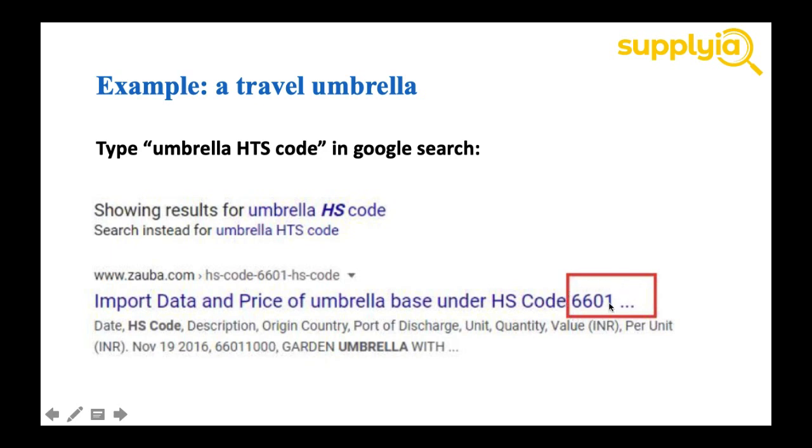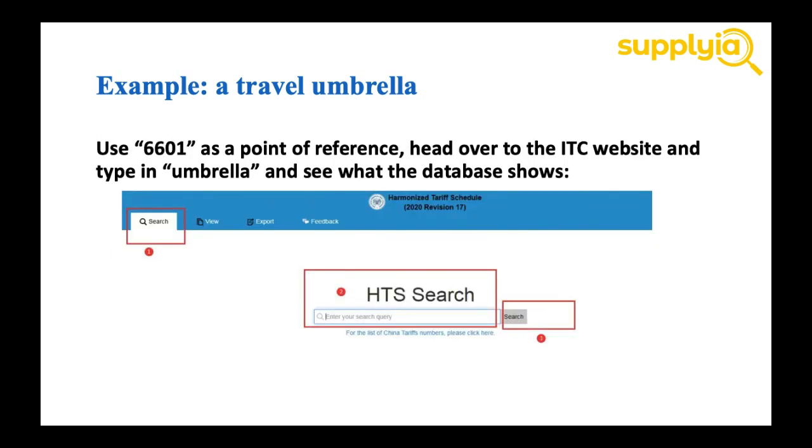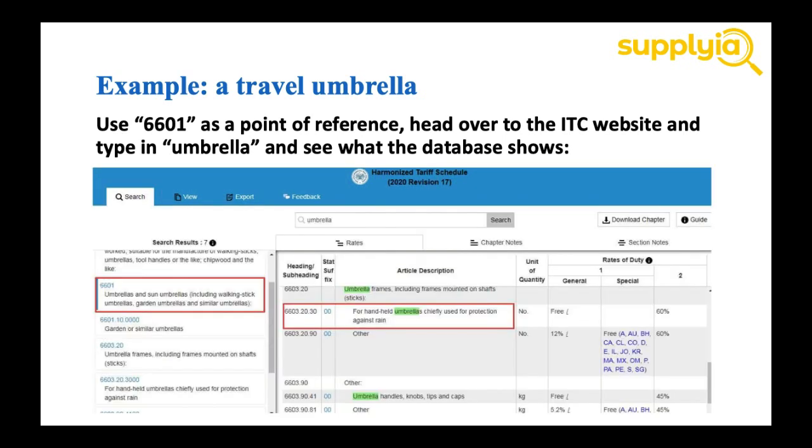Next, use this 6601 as a point of reference and go to the ITC website. Go to the Search tab and type in umbrella and just see what the database is going to show us. Interestingly, the database shows us almost identical results to Google. So 6601 represents our broad chapter and heading for umbrella.